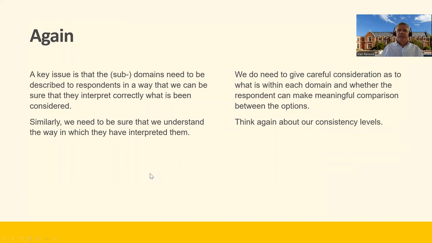So just to highlight something of importance: subdomains need to be described to respondents in a way that ensures they interpret correctly what is being considered. And this is a really key thing. What you think is a criteria, they need to also realize is the same criteria when they understand it. So if you're talking about quality of life, for example, which is one of our social criteria, make sure that they understand it in the same terms that you mean it, yeah? Or culture or other factors, yeah?